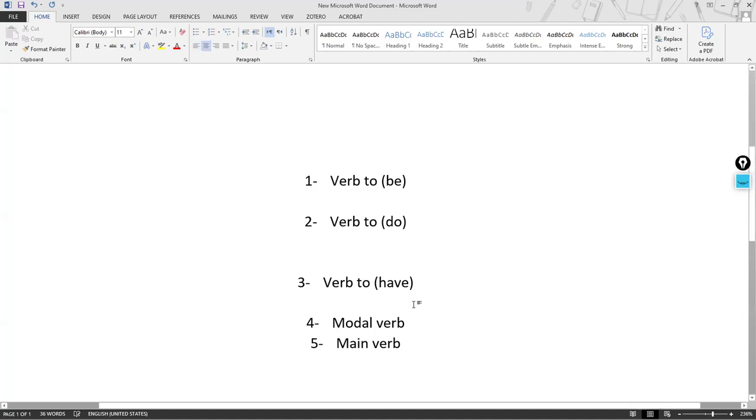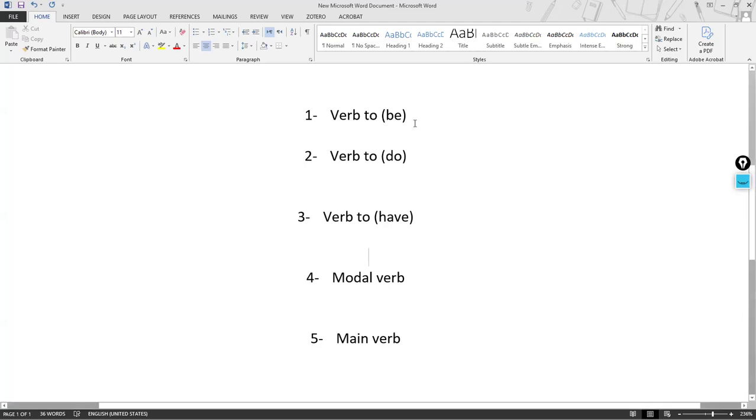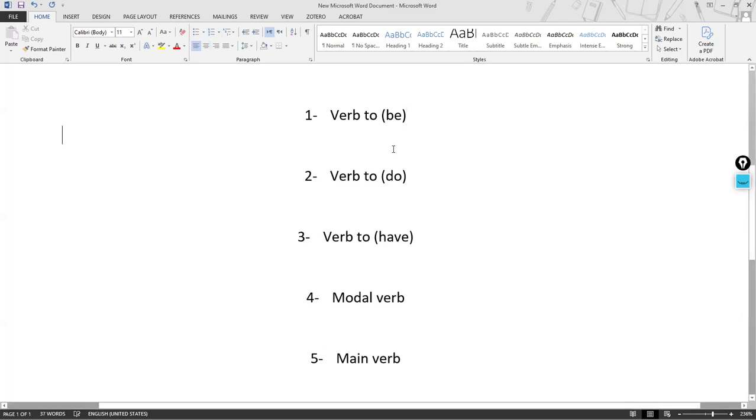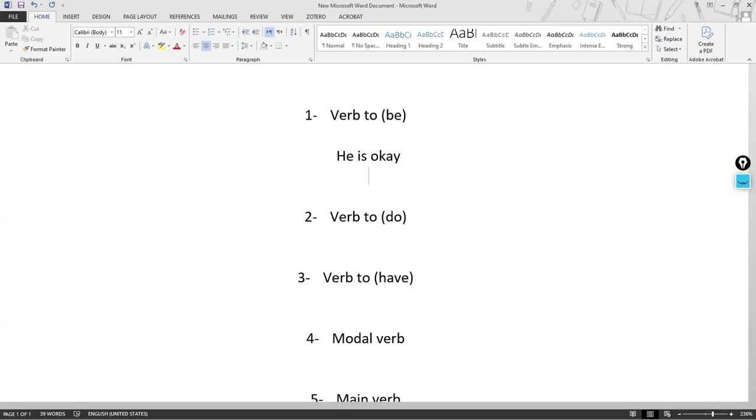Let me write an example with every verb and tell you why these verbs are really important. For example, as we mentioned before, if I want to say "he is okay," and I want to ask a question, how can I ask it? Is he okay? It is easy peasy. Simply, I have to change the places of the subject and verb. Am I right? This is it: change the places of subject and verb.